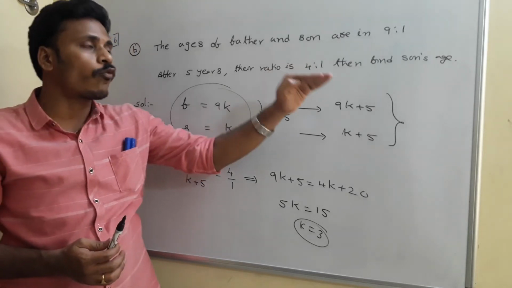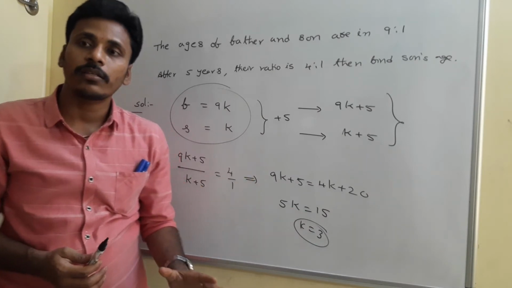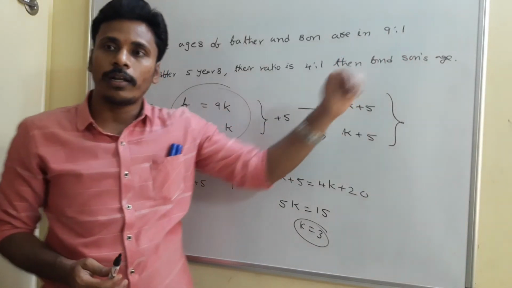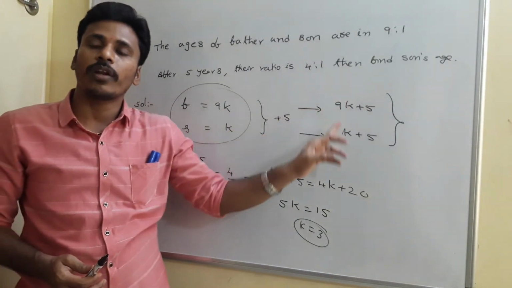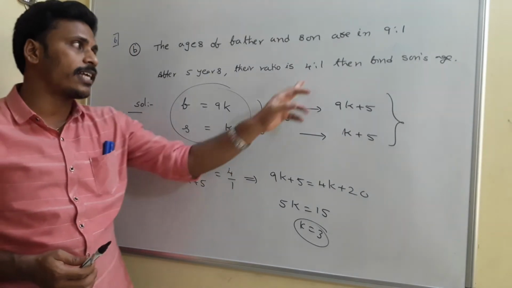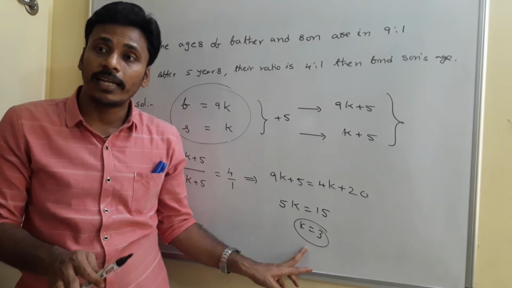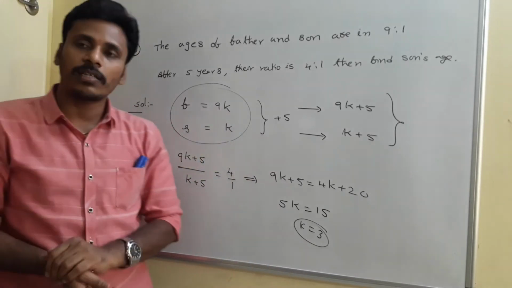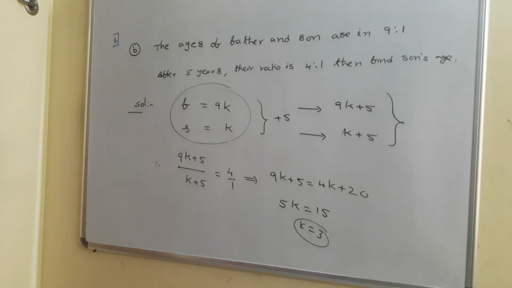Our intention is to find the son's age. We don't know father's age as well as son's age. Since I have the ratio 9 is to 1, let it be 9k and k. After 5 years, both the quantities will rise by 5. So 9k plus 5 by k plus 5 is 4 by 1 as mentioned. If you cross multiply, you will get k is equals to 3. Then at the end, father's age is 27 years and son's age is 3 years. Just have a look and I will go for the next problem.